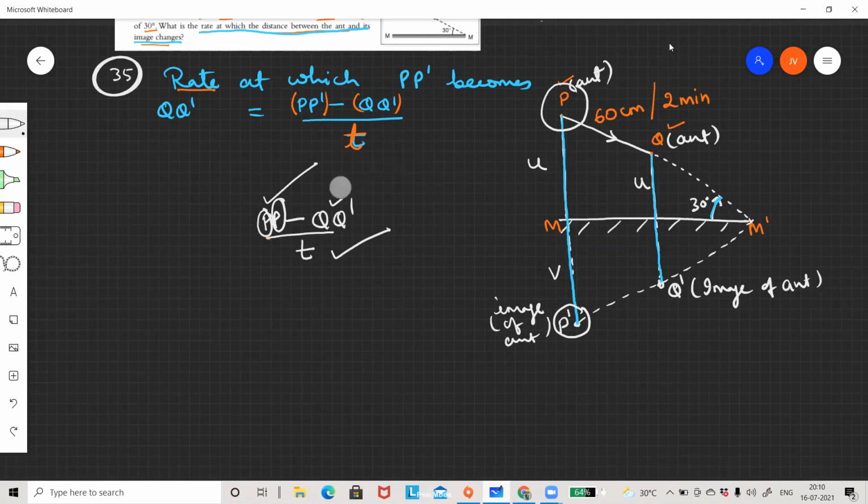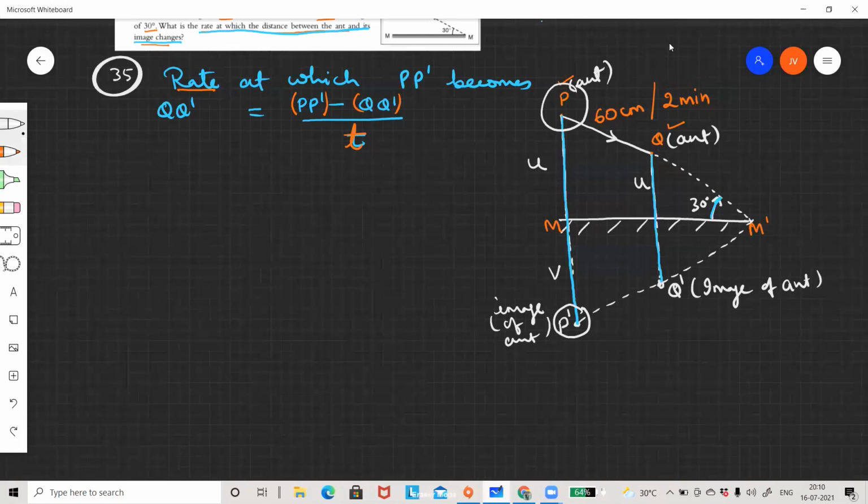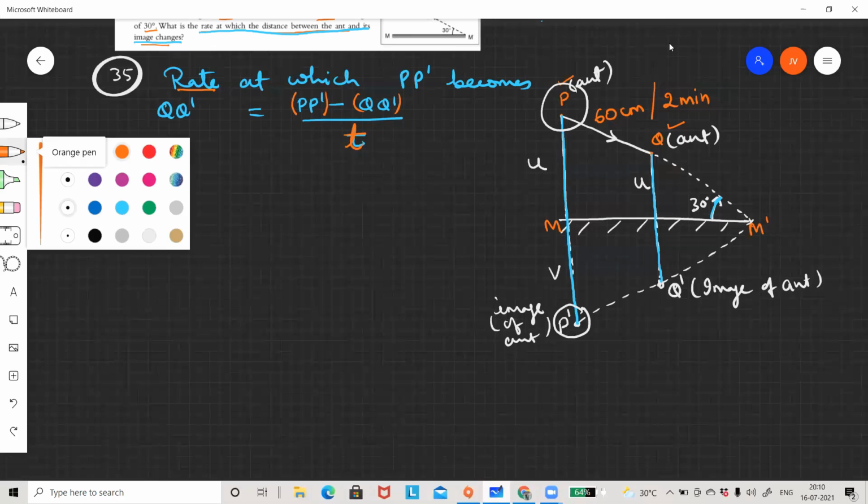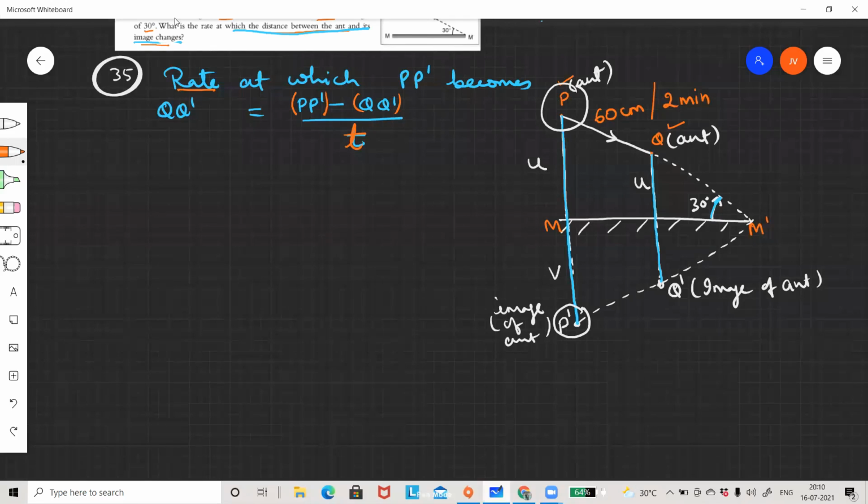That's it. The question statement is still there on the screen. What is the rate at which the distance between the ant and its image changes? The distance between the ant and its image in the beginning is P prime. After some time, that is after 2 minutes, the distance between the ant and its image became Q prime.